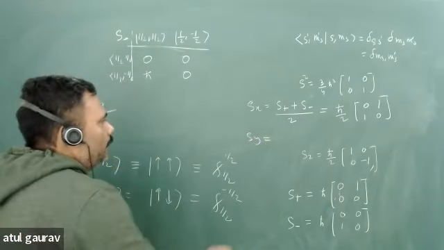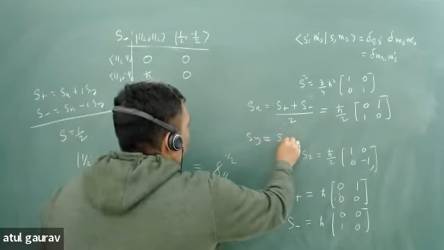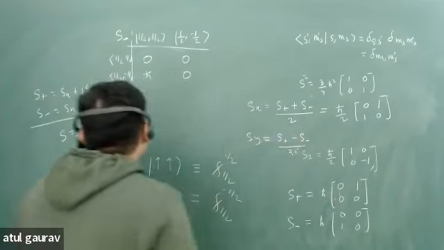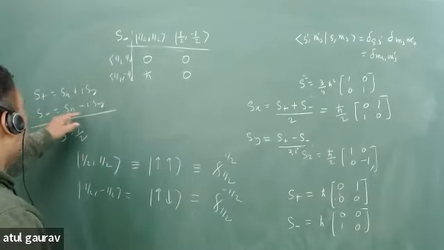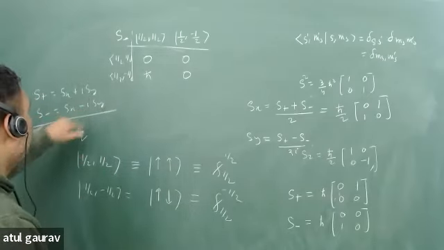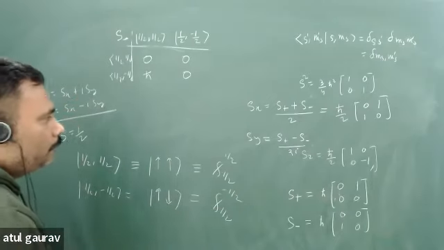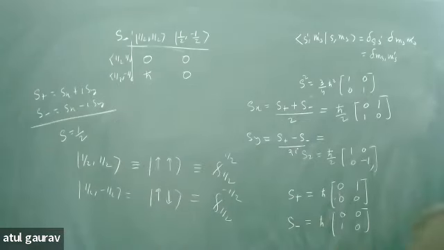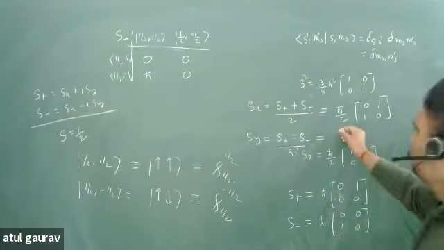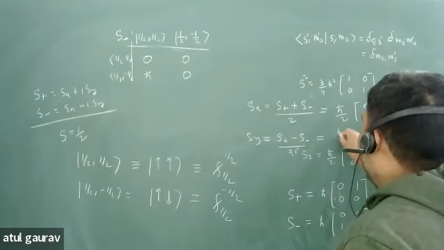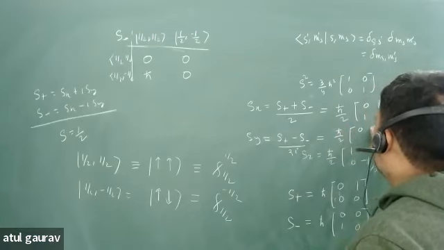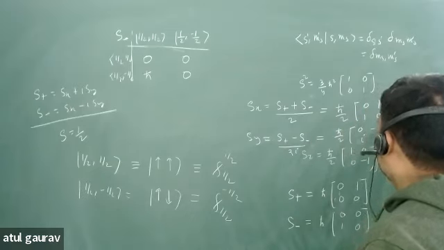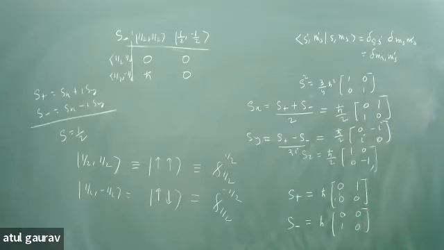And what is my Sy operator? The Sy operator is S plus minus S minus by 2i. It should be this, right? Check it. Taking 2i, what will be this? Sir, h cut by 2, 0 minus i, i, 0. Very good. So you have h cut by 2, 0 minus i, i and 0. Just check it.